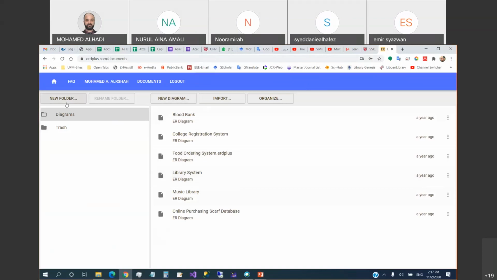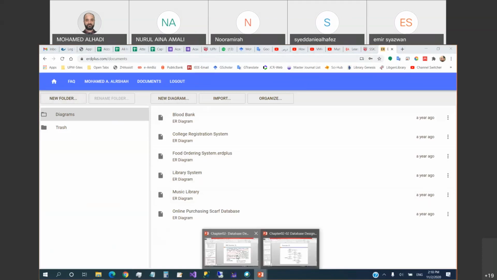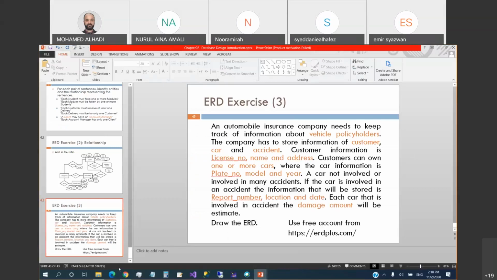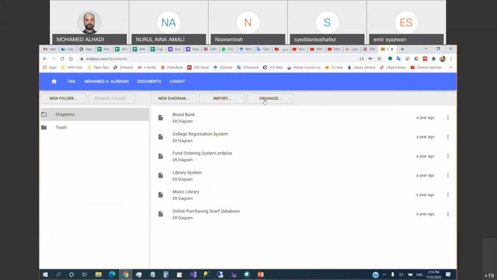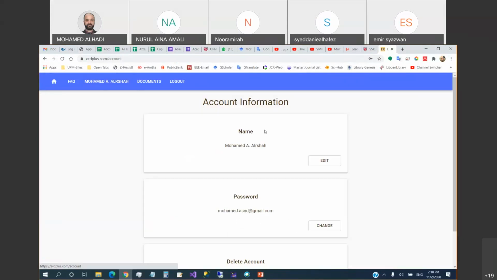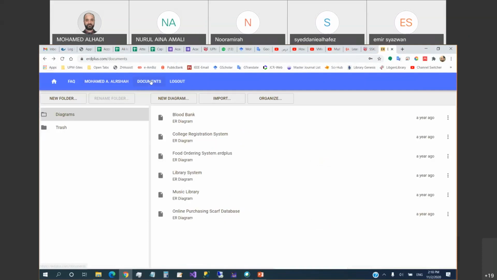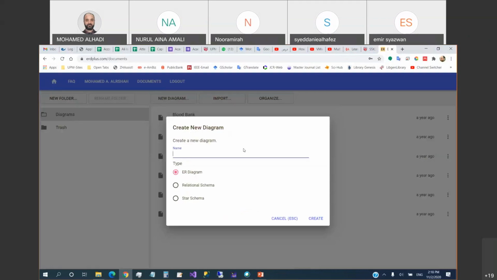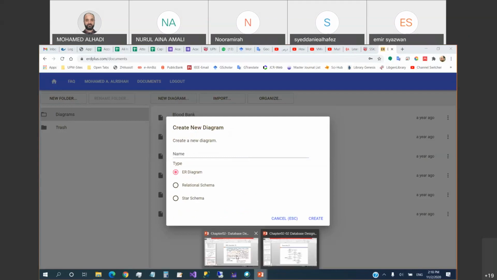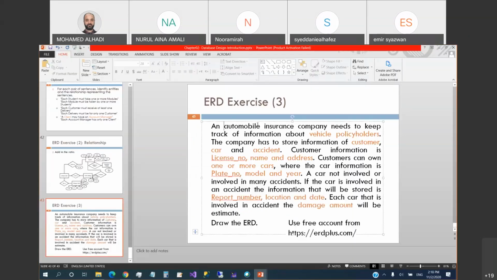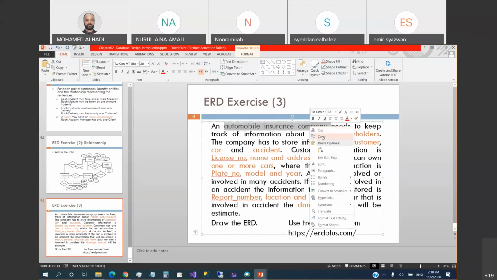Okay. For now, we are going to continue with this exercise, and to do so, we have to create a new diagram. Just click on documents, then click here, new diagram, and we have to put the name for this diagram. This diagram is automobile insurance company.